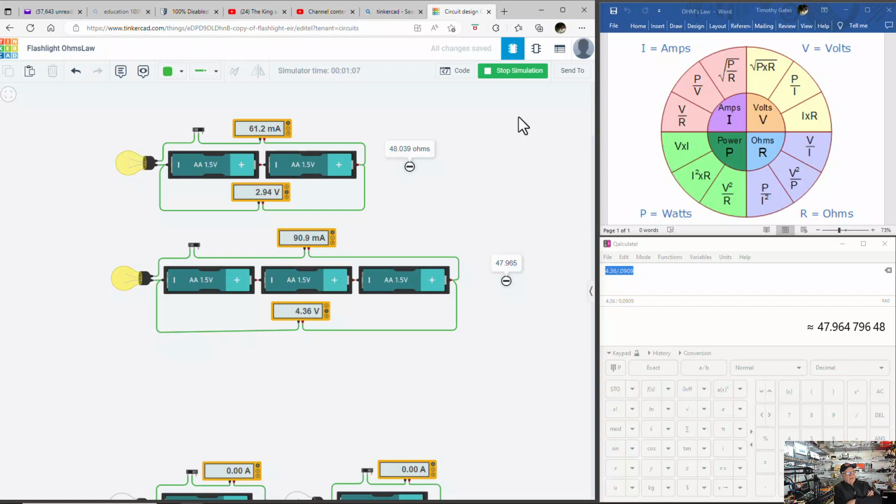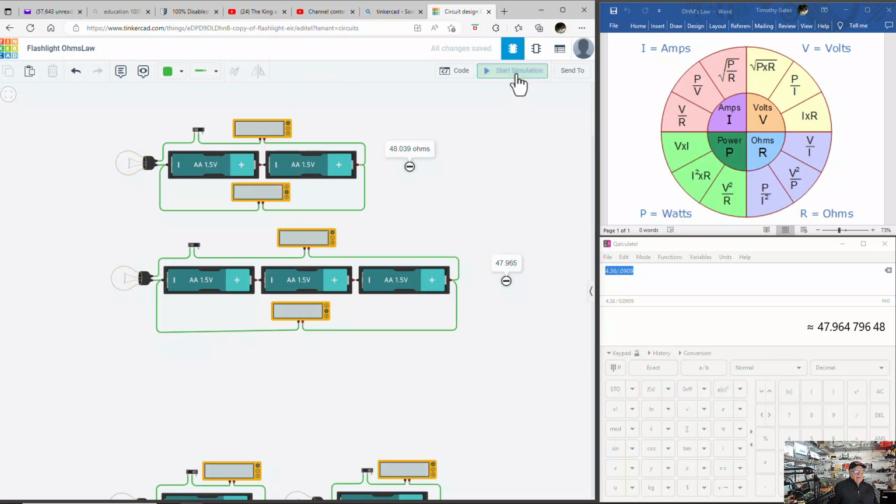So kudos to Autodesk and Tinkercad here for making this realistic. First of all, they allow the measurement by the meter to respond to the internal resistance of the batteries. So remember, we didn't get 4.5 volts like the batteries are rated. We got 4.36. Now, let's say we wanted to measure the resistance of that light bulb with an ohm meter.